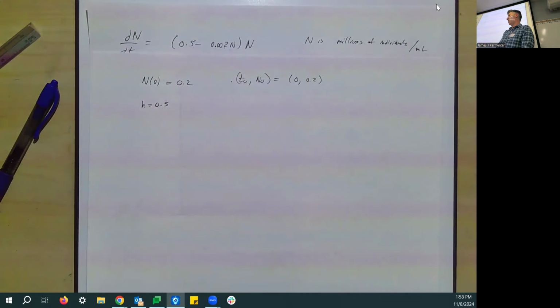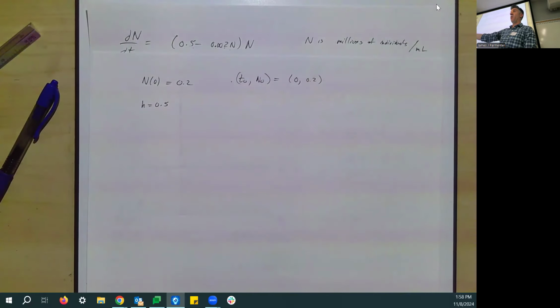Four hours later, oh my gosh, I have to do this 8 times. Gross. So, how do I have to do it 8 times? Because my step size is half an hour. I'm trying to find out what n of 4 is, so I have to do this 8 times to get to 4 hours. Let's just do the first one and then we'll call it a day.